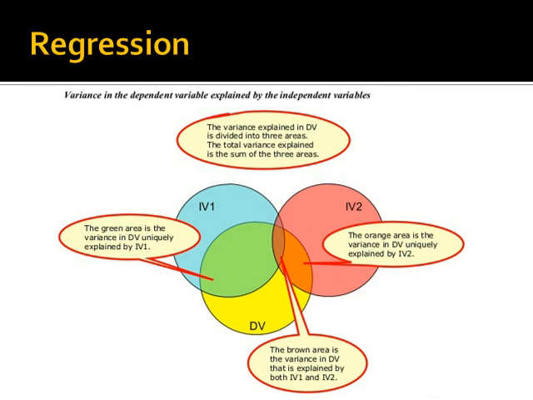The green area is the variance in the dependent variable that is uniquely explained just by IV1. Okay? Whereas the orange, that's red plus yellow, is the variance uniquely explained by IV2. Okay, useful. And we also have the brown area there, which is in the middle, and that's explained by both IV1 and IV2. Now, if you add IV1 and IV2, you have a much greater shaded area compared to just having, say, IV1.